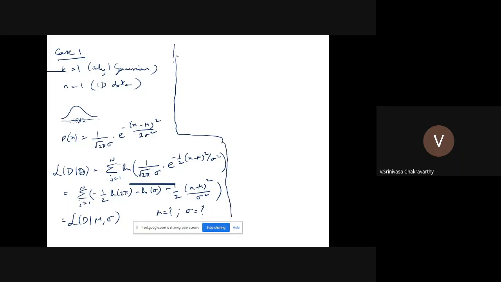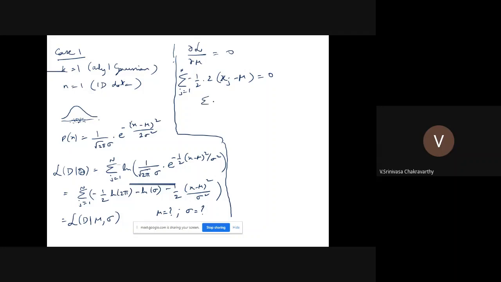So how do you do that? You just do ∂L/∂μ. If you look at this whole expression, only the last term is a function of μ. There's no μ in the other terms, so this should be equal to 0. So you get simply minus half times 2 times (xj − μ), summed over j equal to 1 to n. Okay, so this is equal to 0.